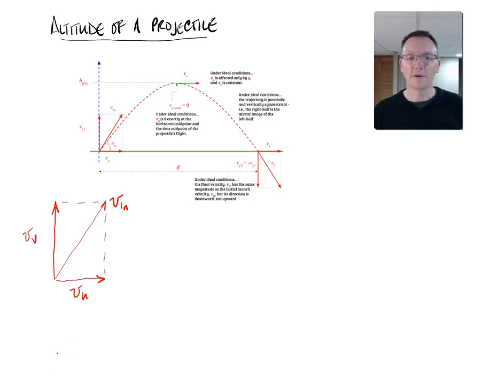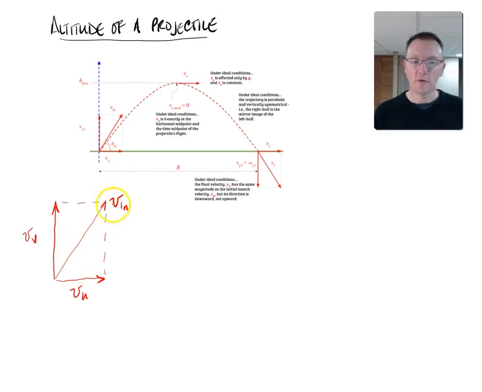Welcome. Today I'm going to talk to you about how to calculate the altitude that a projectile gets to. That's another way of saying the vertical displacement of a projectile. It's actually quite easy, and it's only based off of one aspect of the launch velocity.